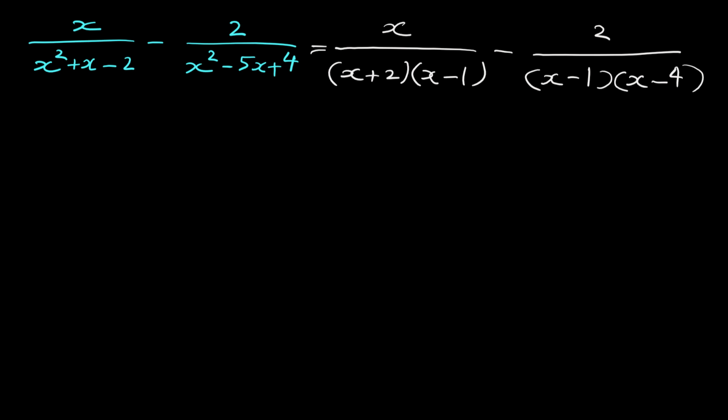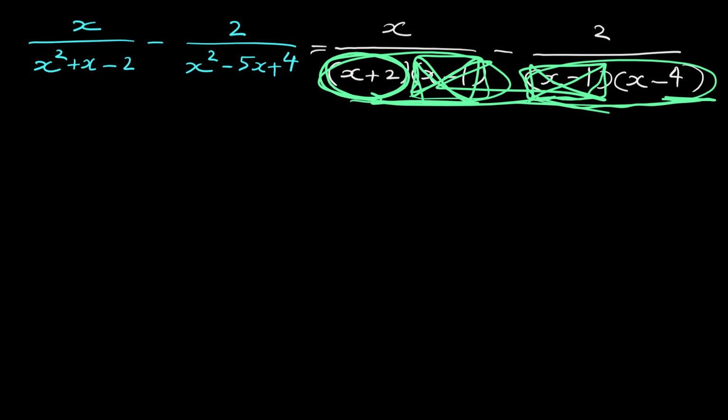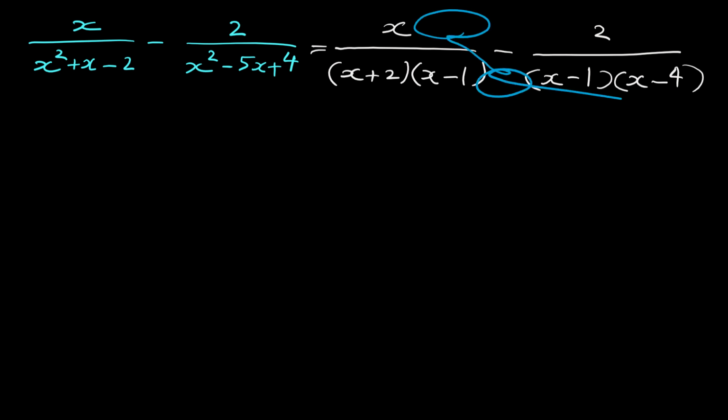Now look at the denominators again. We want to have the same denominator. By comparing this denominator with this denominator, we notice that x minus 1 is common between them. So we don't need to be worried about this. But x plus 2 is here, and we don't have that factor here. So what we have to do is multiply the denominator and numerator of this by x plus 2. And for the first denominator, we have to multiply numerator and denominator of this by x minus 4.